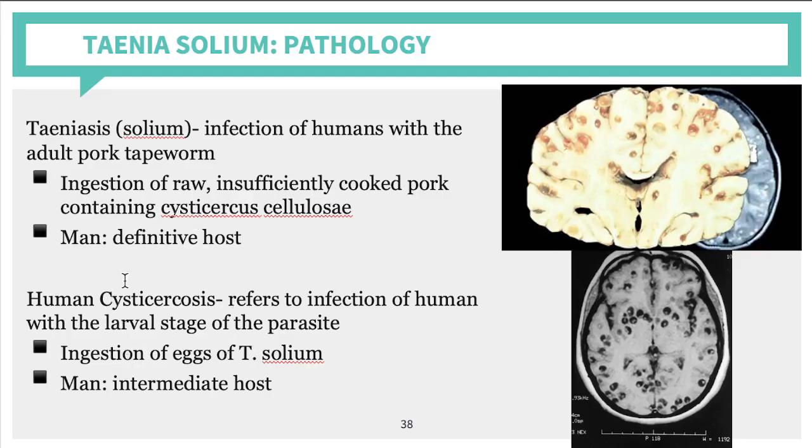And that is now the formation of your cysticercosis. Once we ingest the egg, it becomes a cysticercus. That's why we call it human cysticercosis. Again, please take note of the difference between taeniasis and human cysticercosis. In taeniasis, man is the definitive host, and what you ingest is insufficiently cooked pork that contains Cysticercus cellulosae. In human cysticercosis, man is the intermediate host, and you ingest the egg of Taenia solium. Please take note of that.